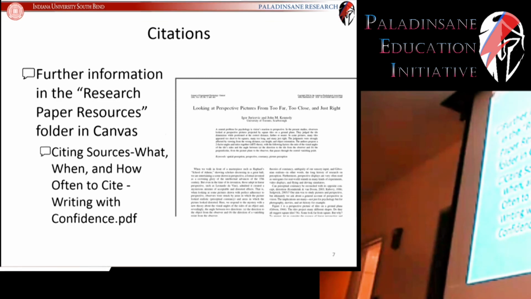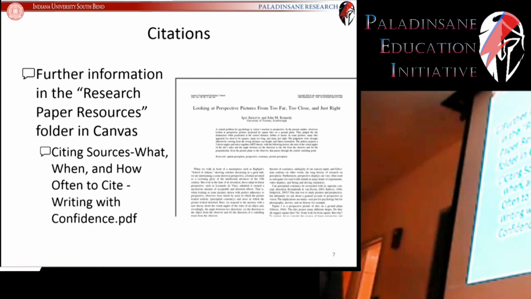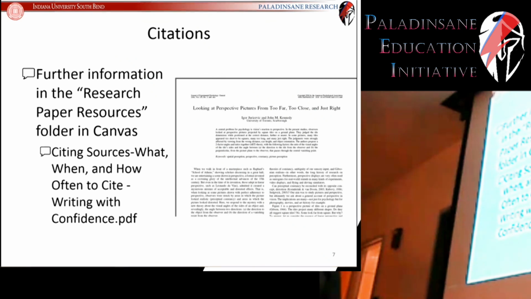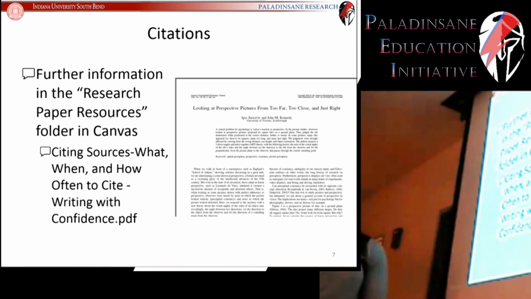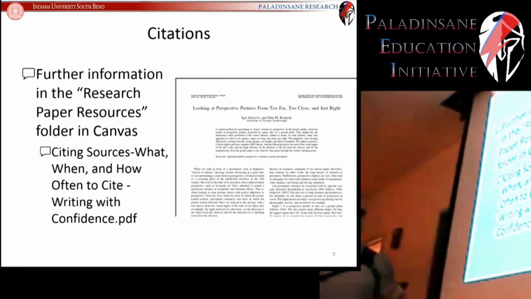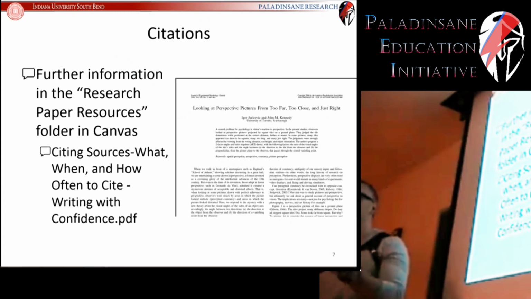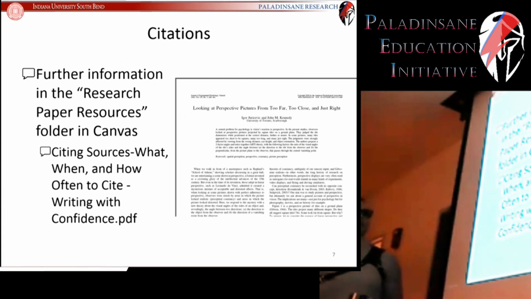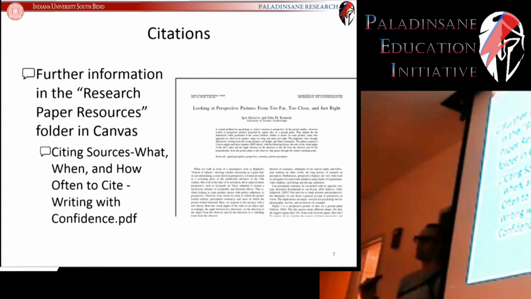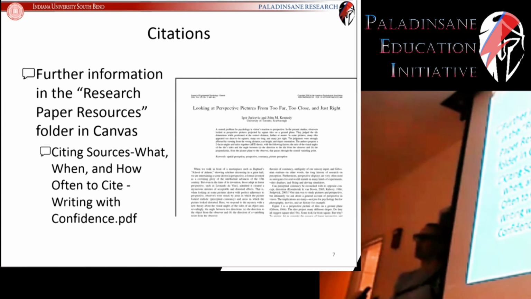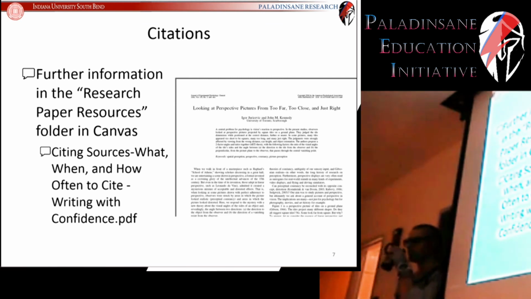All right, and then other information that can help you out with your citations is in the research paper resources in Canvas, and it's called Citing Sources: What, When, and How Often to Cite, Writing with Confidence. That's a PDF that I uploaded there. It could shed a little bit more light on exactly when to cite and what to cite. But definitely, again, if it's not common knowledge and it's not your own ideas, find out where you got that information and provide that citation for it.